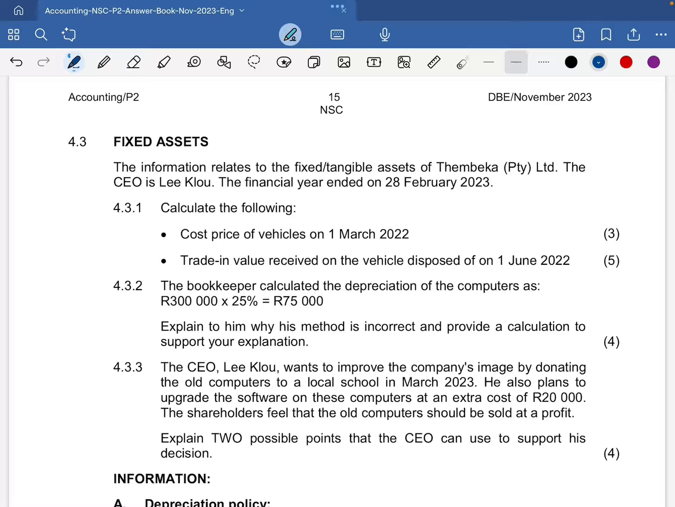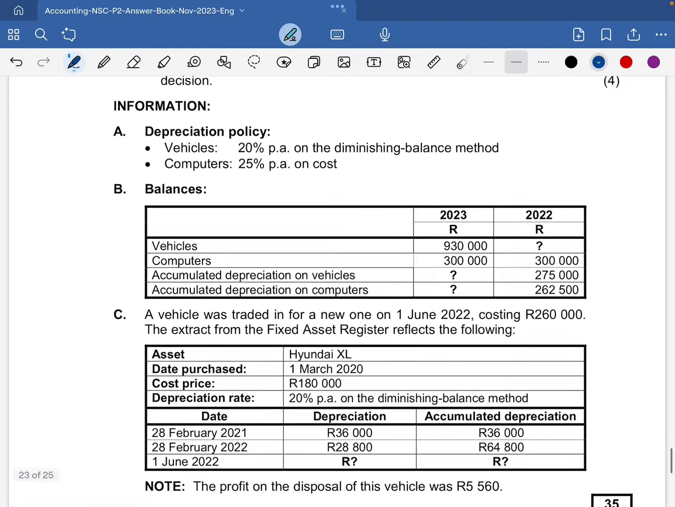So, with the fixed assets, we're given the information relating to fixed or tangible assets of Tembega Pty Ltd. The CEO is Lee Klo. The financial year ended 28 Feb 2023, so that's 28 Feb 2023. We know that it began on the 1st of March 2022. Now, we need to calculate the following: the cost price of the vehicles on the 1st of March 2022, and then the trade-in value received on the vehicle disposed of on the 1st of June 2022.